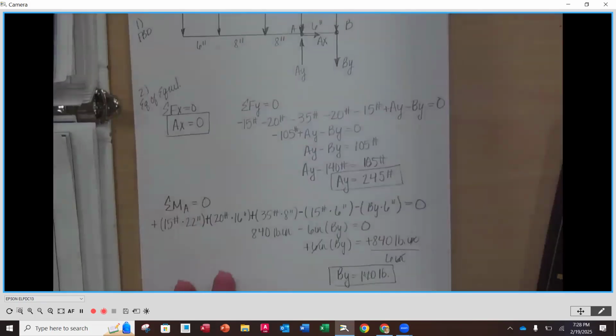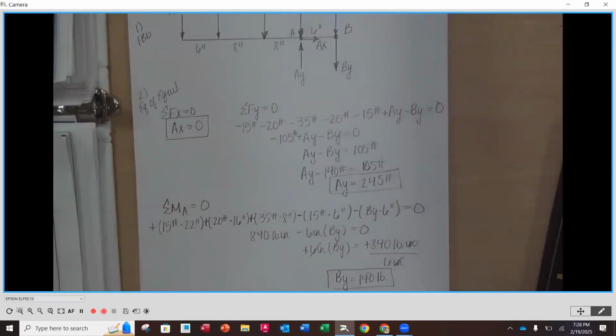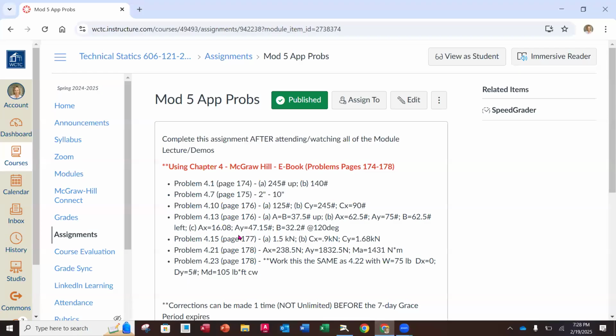And that takes care of our reactions and our supports. If we go back to our application problems page, 245 for A, up, and 140 pounds, that must be for B. And that one is actually going down, but we confirmed it.